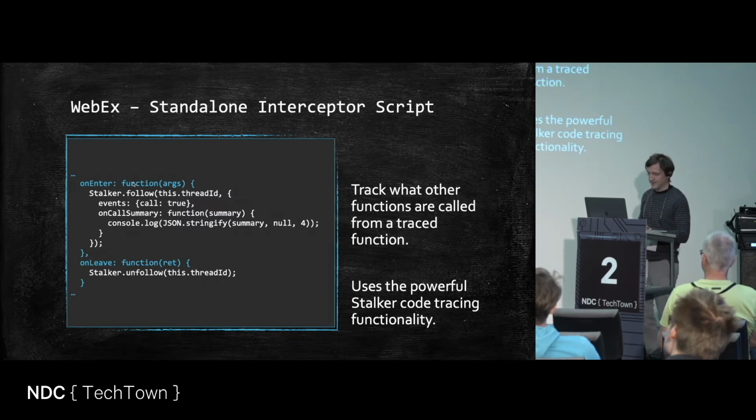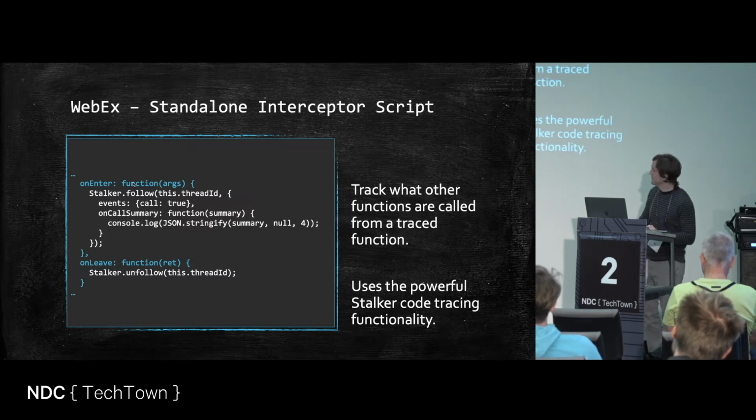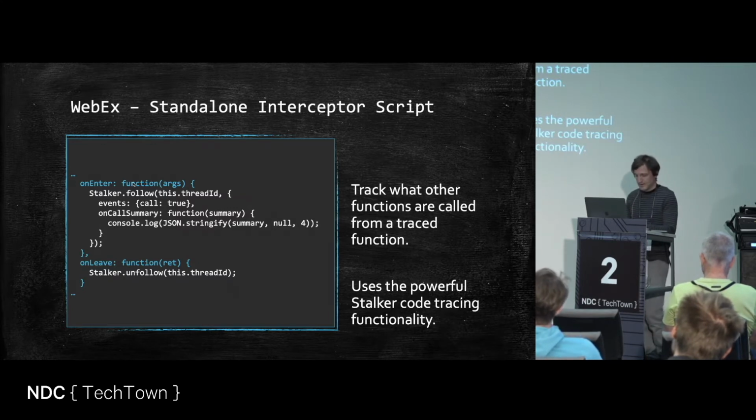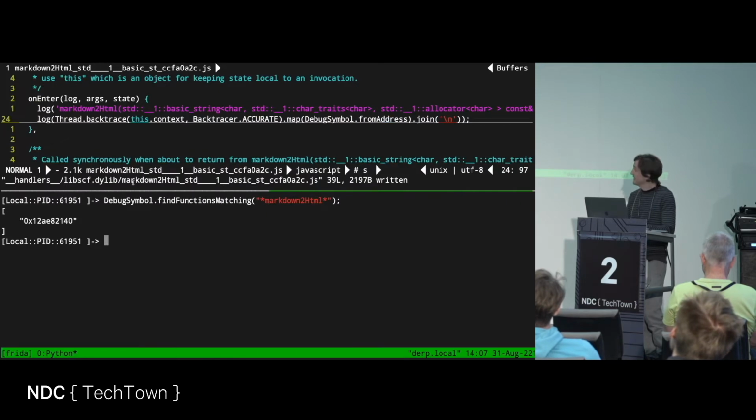And then we have an on-call summary function that we specify here that will take a summary object that just has the address of what was called as the key, and then as the value, how many times it was called. That can also be useful if you're trying to trace down performance issues, for instance. And so I'm just using JSON.stringify to show those right now. I'll see if I can bring that up.